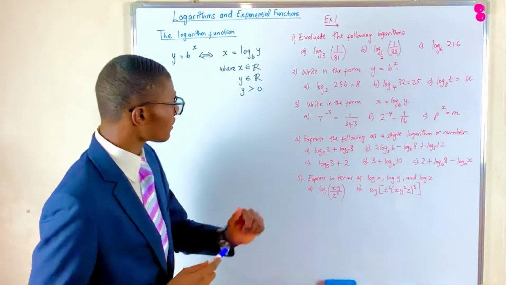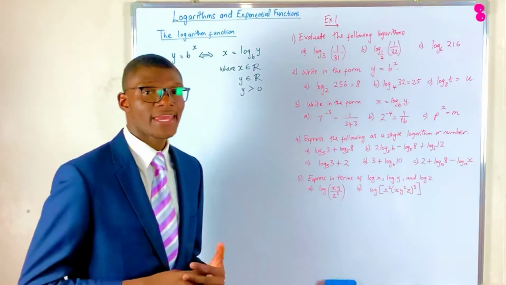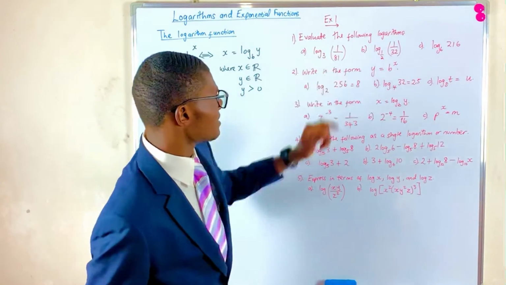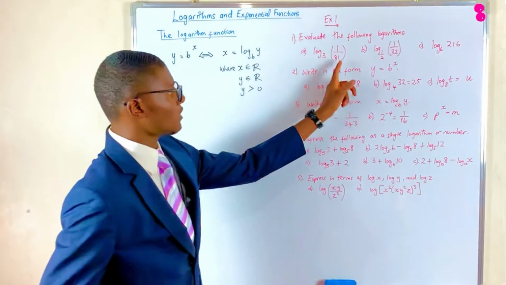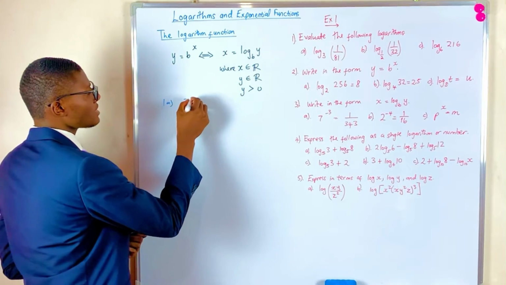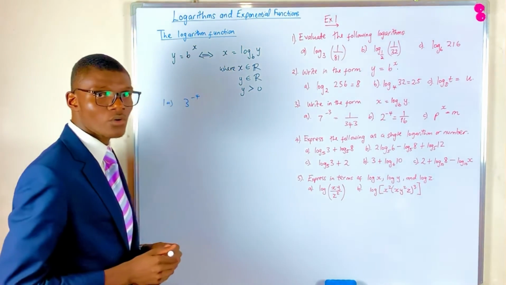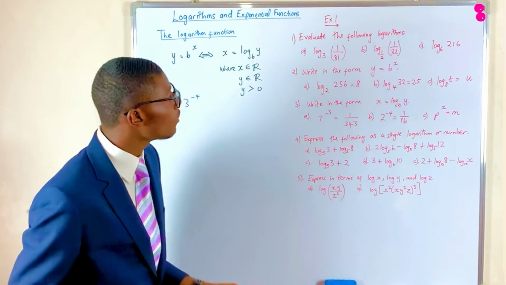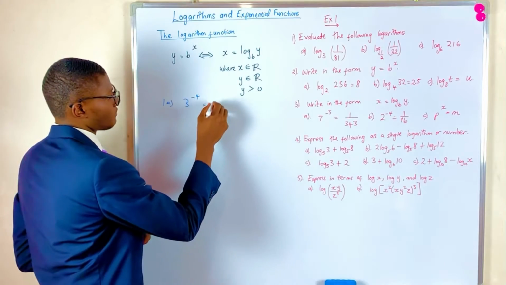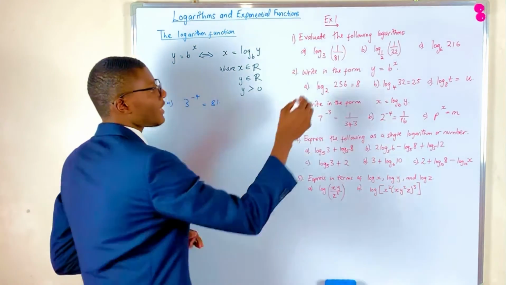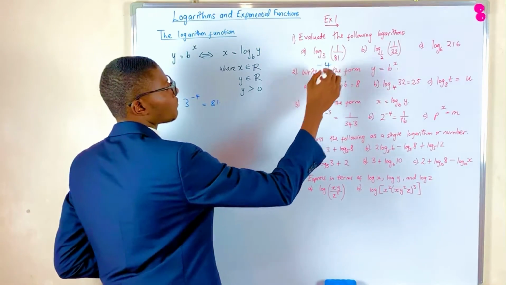So first part, we've got log to base 3 of 1 over 81. Now if you just think of the power to which you can raise this base to get 1 over 81, we know that we can raise 3 to the power of minus 4. 3 to the power of minus 4 is the same as 1 over 3 to the power of 4, which will give us 1 over 81. So therefore, log to base 3 of 1 over 81 would be minus 4.